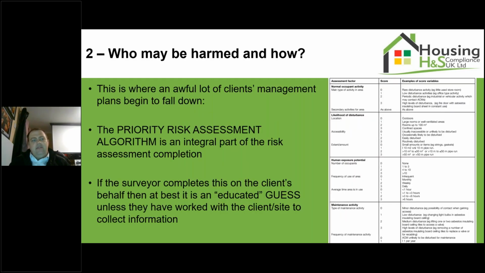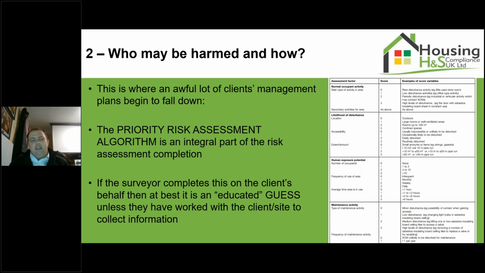So then we look at the second phase of risk assessments, and this is where a lot of asbestos management systems and plans begin to fall down, simply because it hasn't been completed. If we haven't completed the second phase and looked at who's going to be harmed, how are they going to be harmed, what's the potential for harm, then all we're looking at is managing hazards.